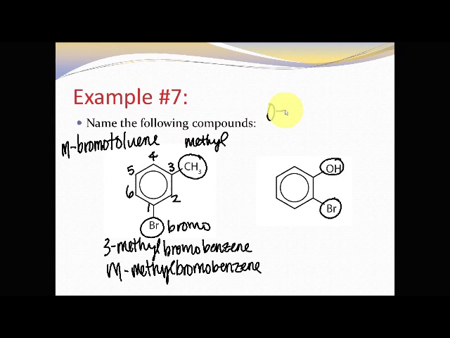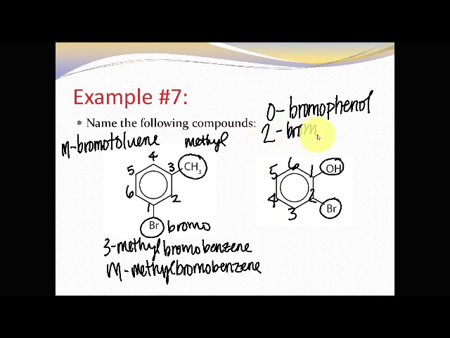We have a bromine, so that could be bromo. And at the top, if you have an OH group, it's called a phenyl, so it could be o-bromophenyl. Or you can name it like 1, 2, and then you would have 2-bromophenyl. We also could use the bromobenzene with this, but to save time, I'm just not going to go through that.